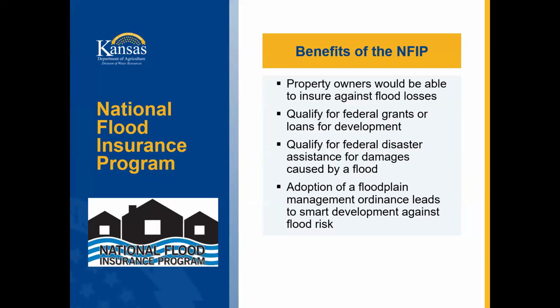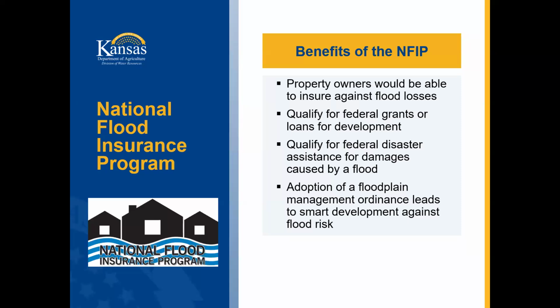So the benefits of the NFIP for communities that join: property owners anywhere in the community, doesn't have to be in the special flood hazard area, can buy flood insurance through the NFIP. It's also part of eligibility for those federal grants that I mentioned, the HMA grants, and probably other funding sources as well. They'd probably want you to be in the NFIP if you have special flood hazard areas. And those are grants or loans for development, pre- or post-disaster.